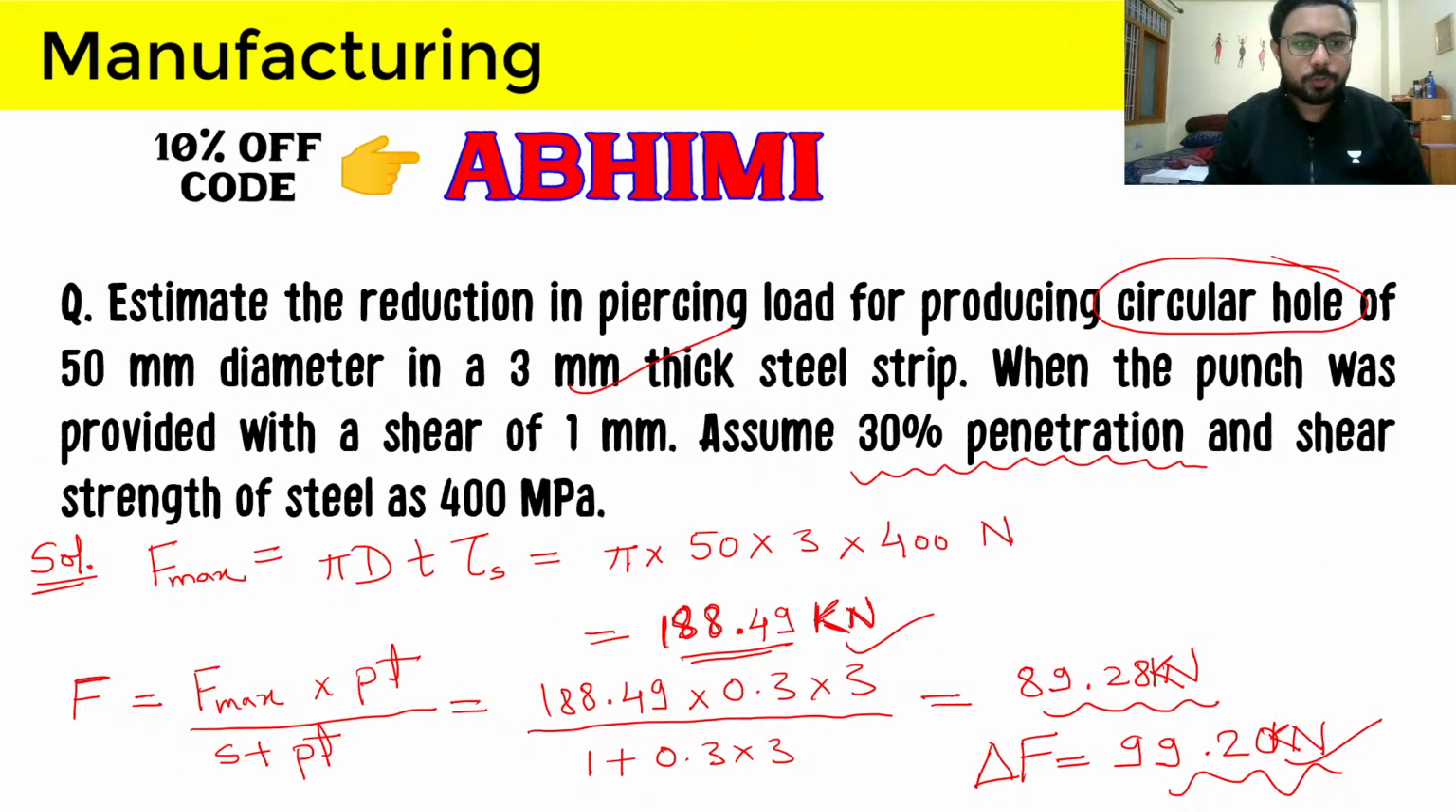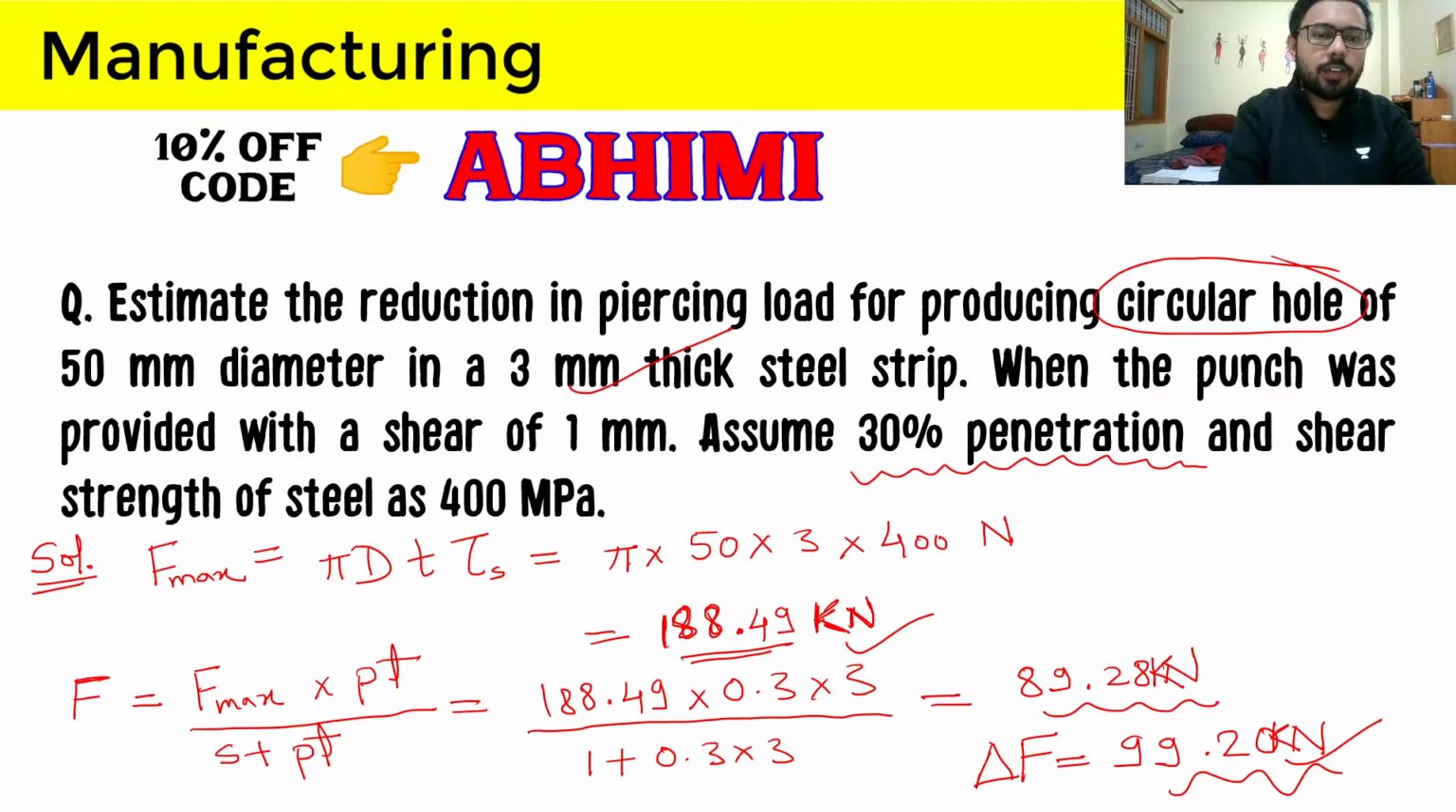Then our last question of the day, we discussed this reduction in piercing load for producing a circular hole. For producing a circular hole, we found out that this is the formula that we follow: the force when shear is provided on the punch is given by F max into PT divided by S plus PT, where S is shear.